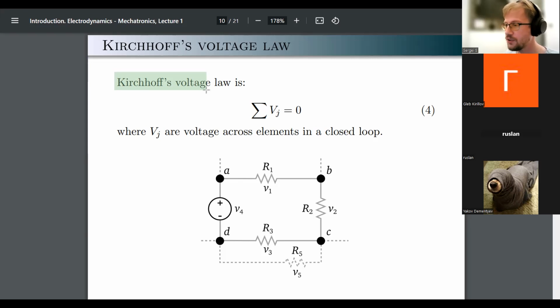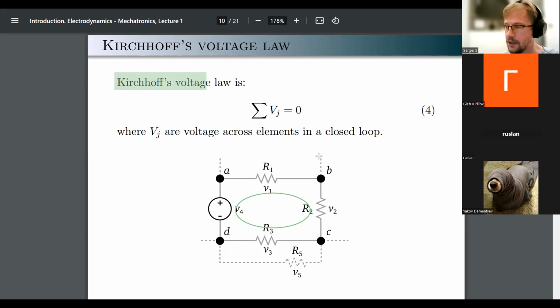But the voltage law, basically what it says is, if you have a closed loop circuit, closed loop meaning that you can draw it like this, right? There might be branches going in and out, but there is also a circular loop somewhere, okay? So you can go in a circle around this loop. Well, the idea is that the sum of voltages across all elements in this loop would be equal to 0.